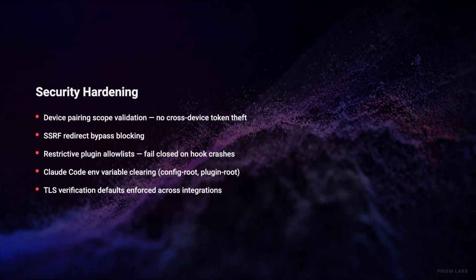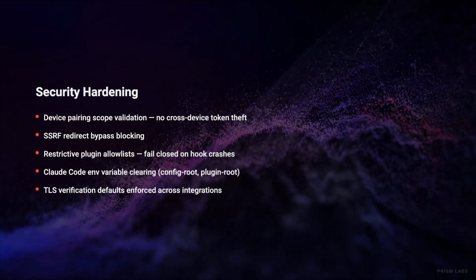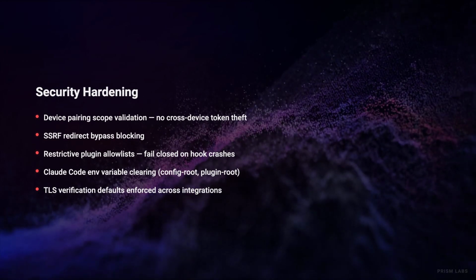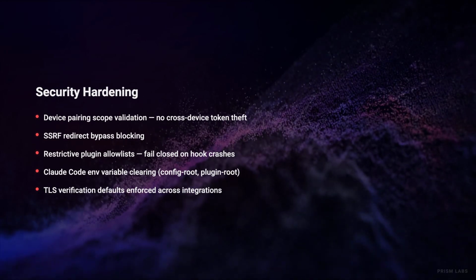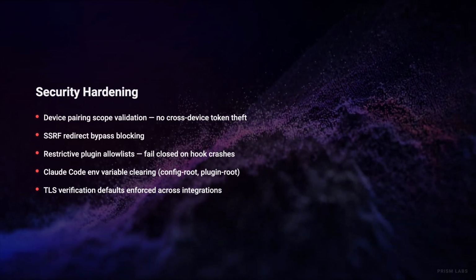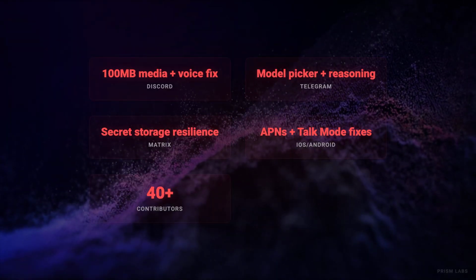On the platform side, clear text endpoint rejection is now enforced for Tailscale and public remote setup. This is the kind of unglamorous security work that production deployments depend on, closing attack surfaces that most users never see but that matter enormously when things go wrong. Every major platform got targeted fixes.